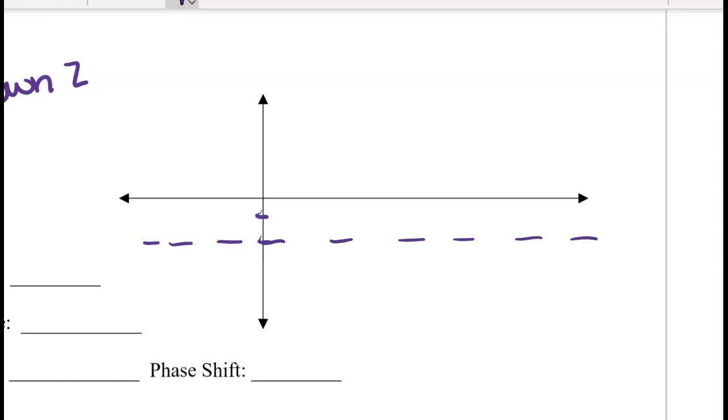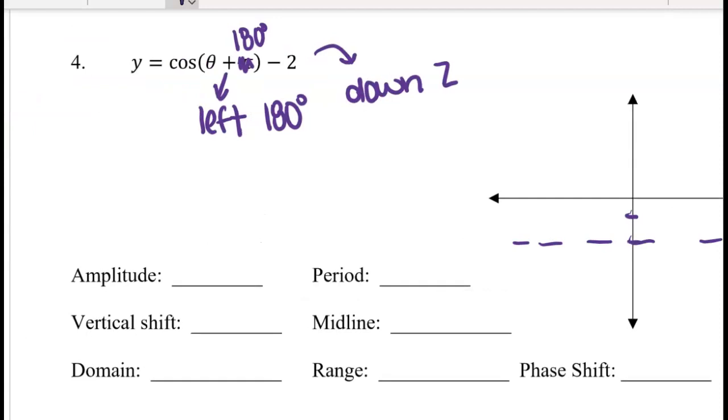Now, something that's super important for us to talk about is my period did not change here at all. So to find my tick marks, I'm going to still take my period and divide it by 4, which is 90 degrees. That means between each tick mark, you need to have a space of 90 degrees. So a couple of things. My amplitude is 1, so that means all of my points better be on -1, -2, and -3.